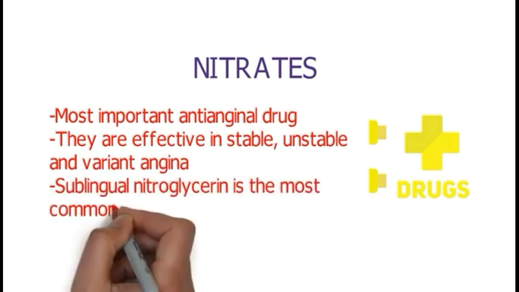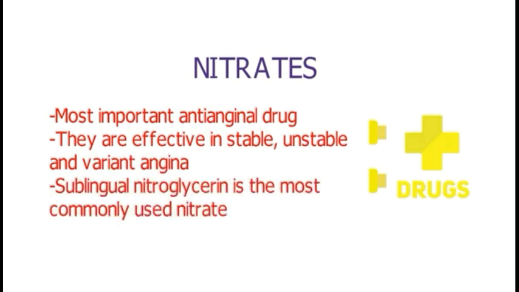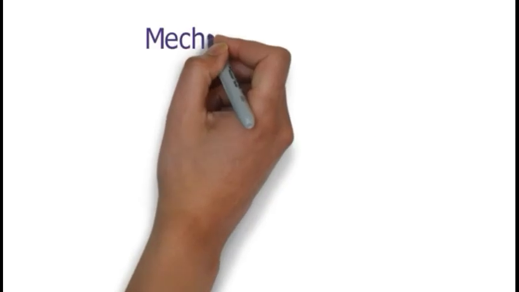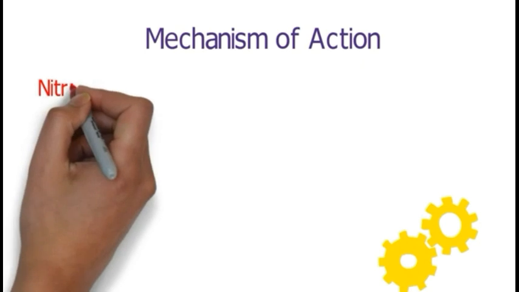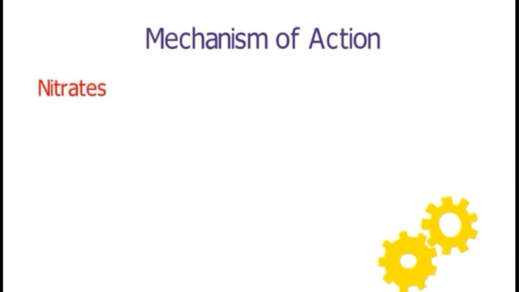Next we see verapamil hydrochloride. Verapamil hydrochloride sustained release, that means prolonged release, tablets are available. Next we see the uses of verapamil hydrochloride. It is used in angina including stable, unstable and Prinzmetal angina, and also in arrhythmias. Next we see the contraindications of verapamil hydrochloride.